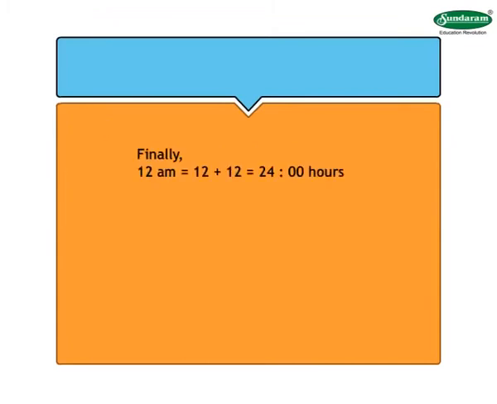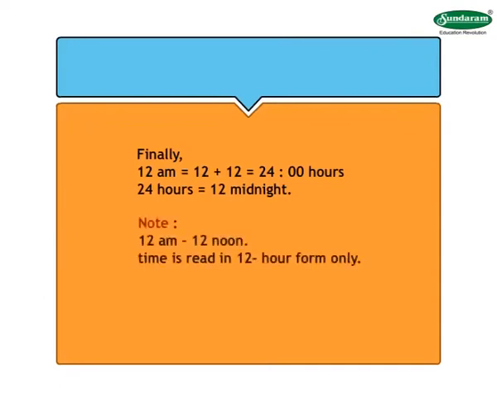Finally, 12 a.m. is equal to 12 plus 12 is equal to 24 hours. Thus, 24 hours is 12 midnight. Note that after midnight till 12 noon, time is read as 12-hour time only.